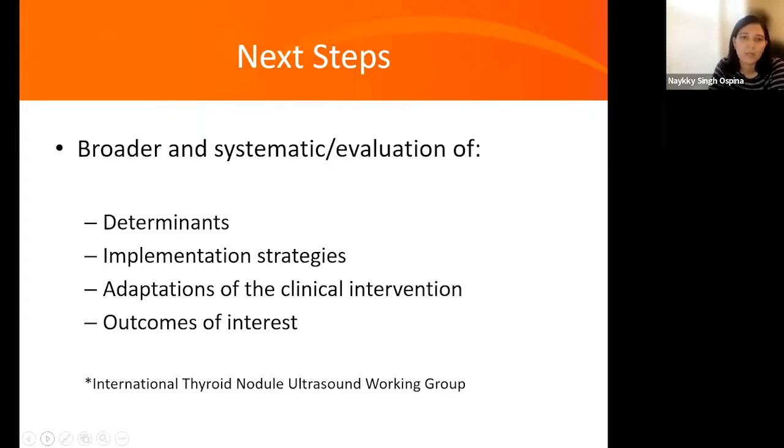So there's a need to really have a broader and systematic evaluation of the determinants for adoption and quality, and then develop implementation strategies that can address those determinants. There might be a need to adapt the intervention, as some of the work from the International Thyroid Nodule Ultrasound Working Group is showing. And then I think there's also space to even clarify what are the outcomes that we want to achieve with the thyroid nodule risk stratification.